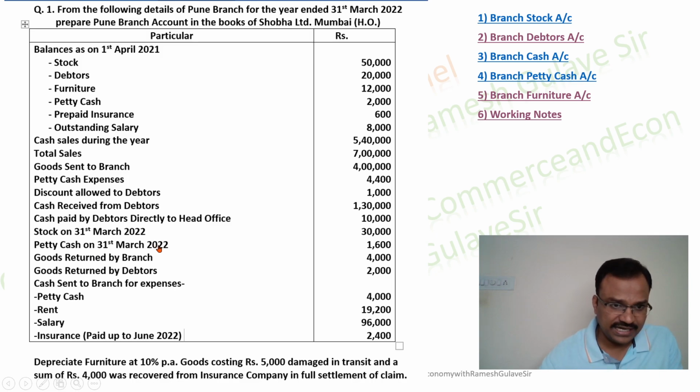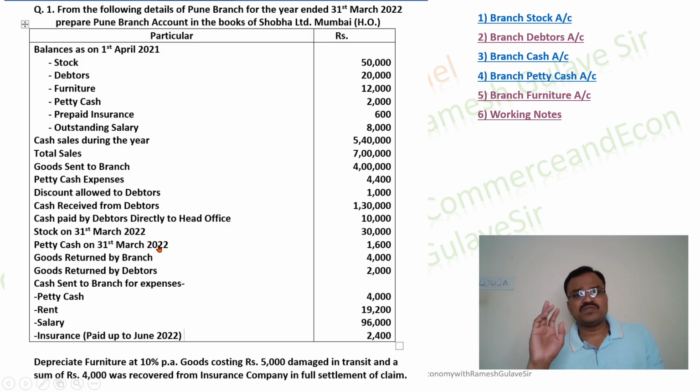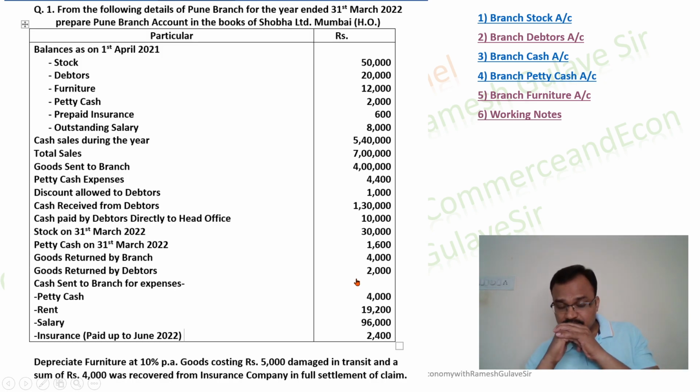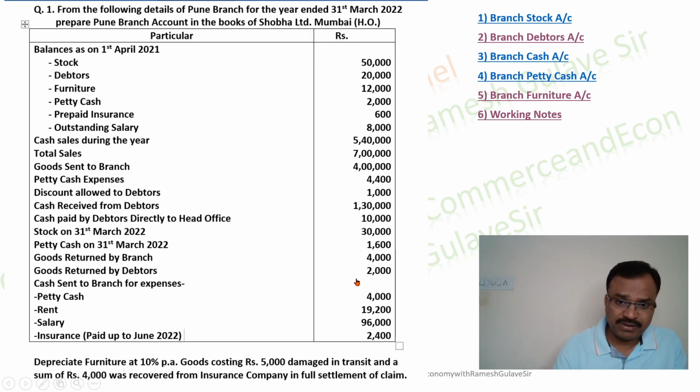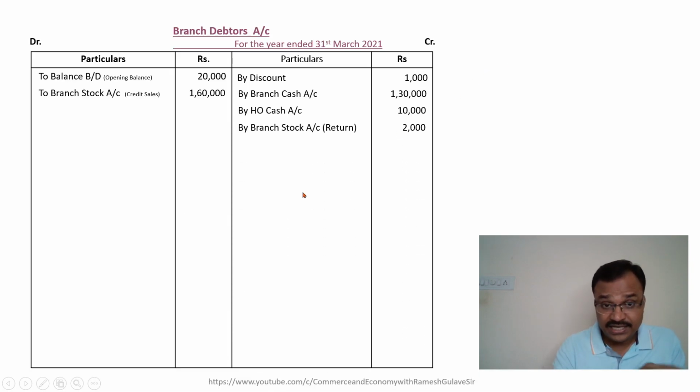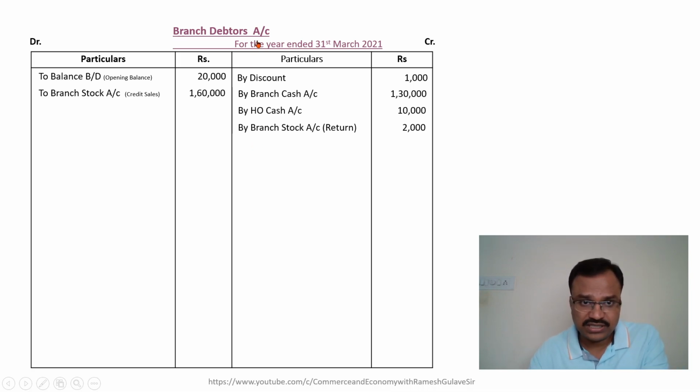Okay, we have already recorded these points, and these items are not related to the debtors account. Next point, goods returned by branch, rupees 4,000. It is returned by branch to head office, so it is not related to that. Next point, goods returned by debtors. Goods amounting to rupees 2,000 are returned by debtors to the branch. So here the debtors account will get credited because these goods are returned by debtors to the branch. On the credit side, branch stock account, return 2,000, right?